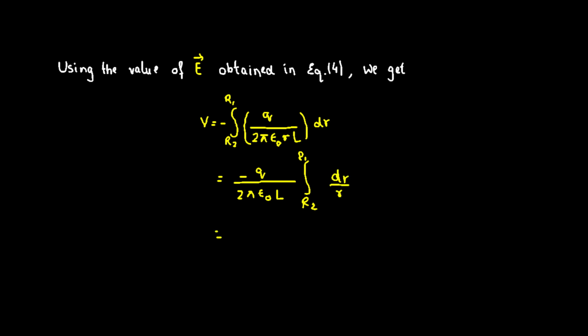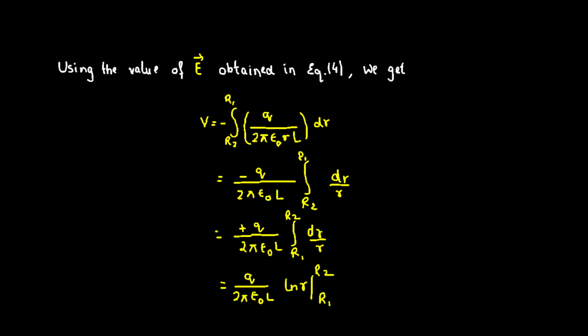Now we change the limit. Since there's a negative sign, we use a property of integrals, so we have positive Q over 2 pi epsilon naught L. Now the limit goes from R1 to R2 and we integrate 1 over r. So the integration is natural log of r, which when we put the limits, we finally get Q over 2 pi epsilon naught L times the natural log of R2 over R1. So this is equation number 5.